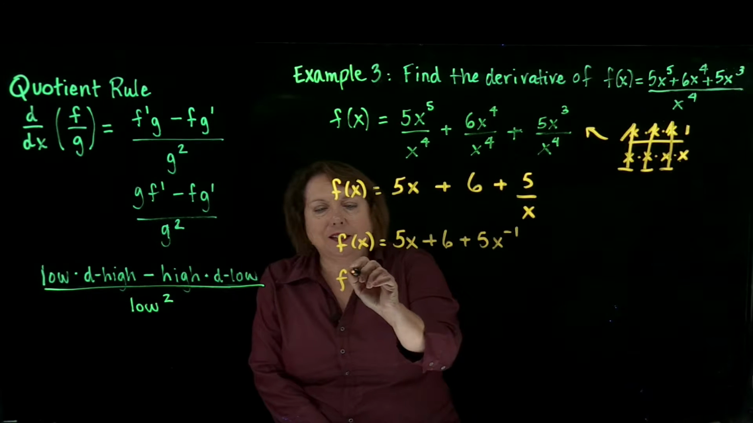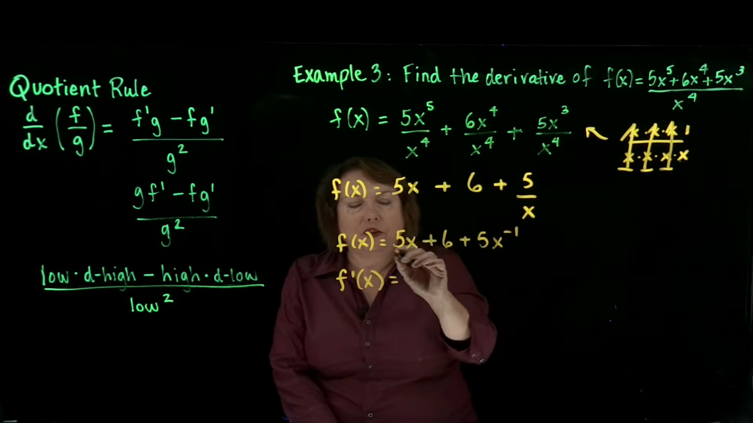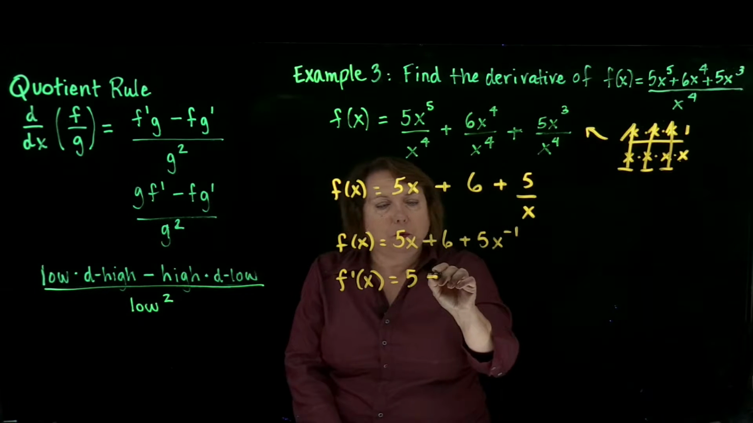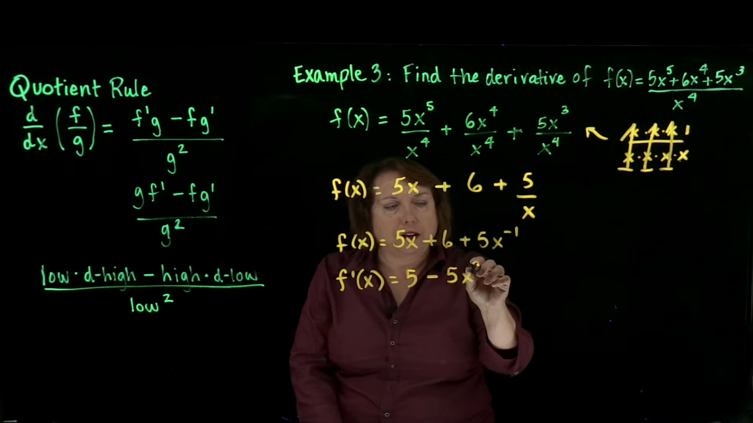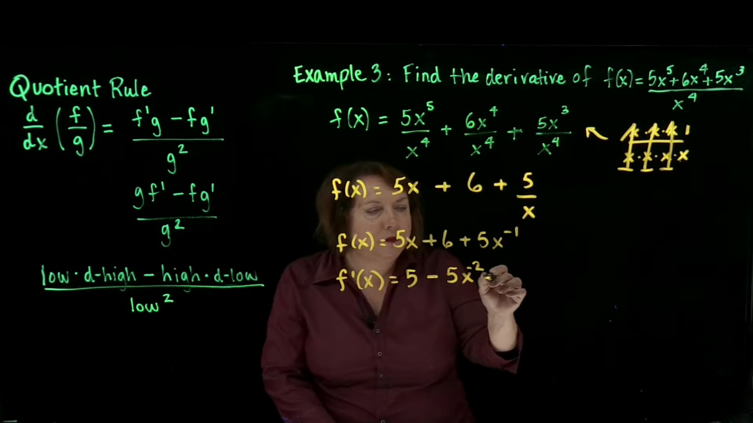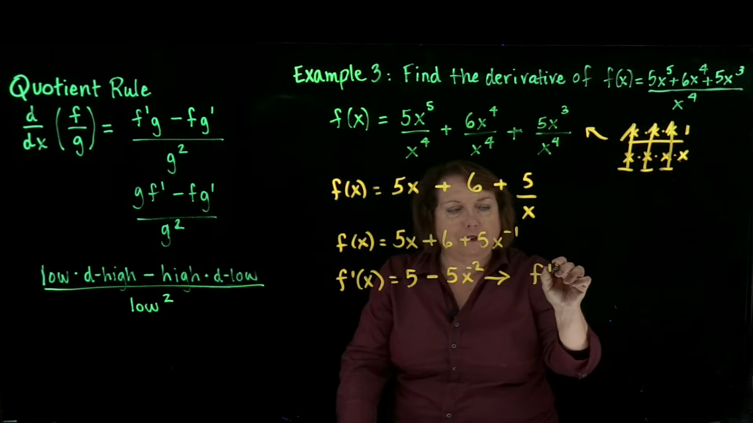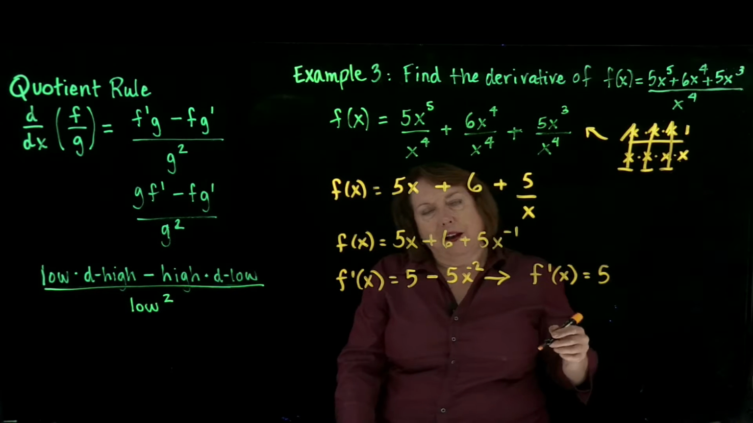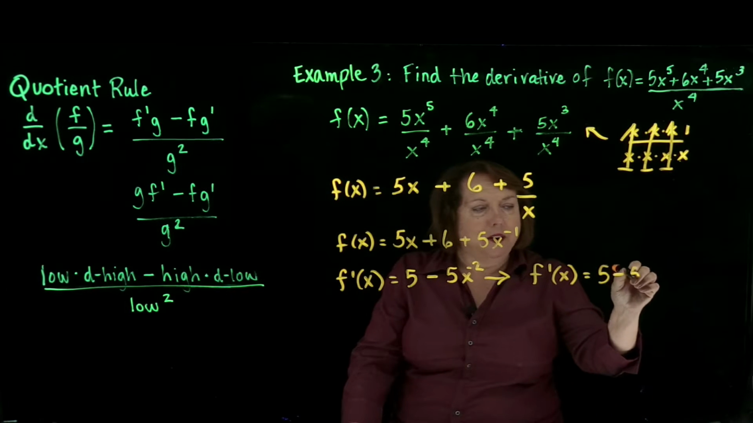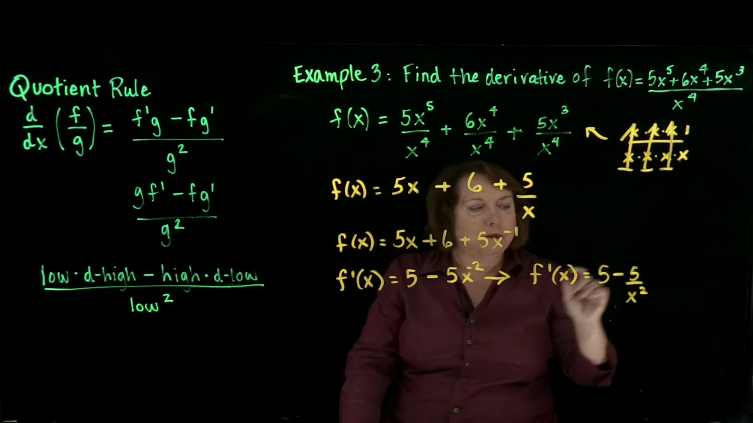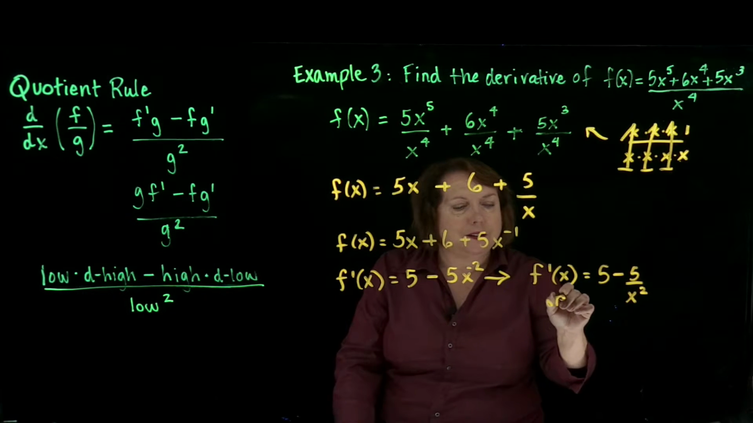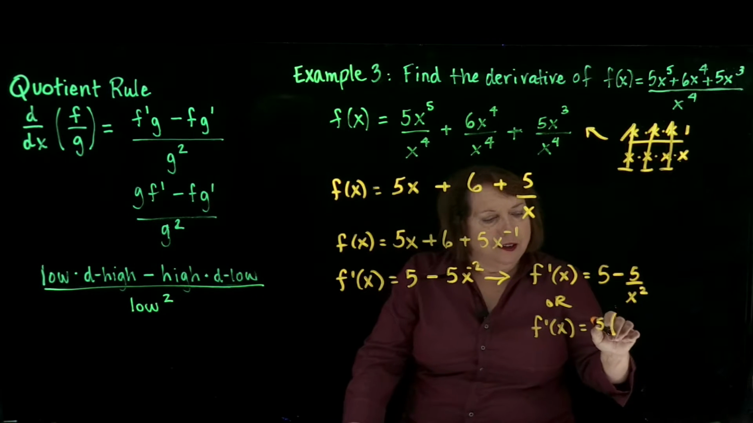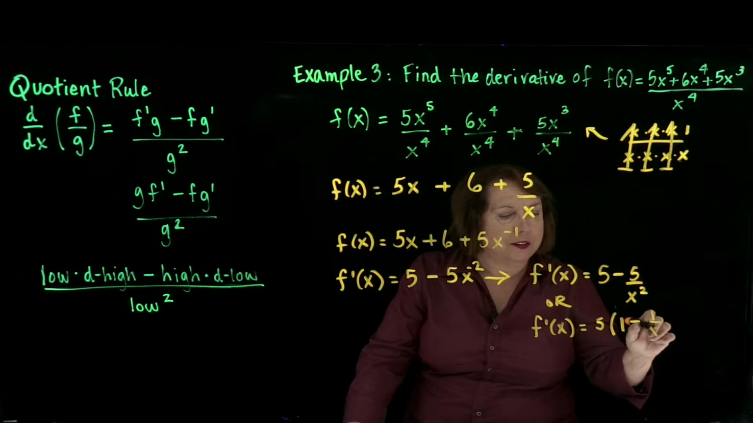All right, so now let's take the derivative. The derivative of 5x is 5. The derivative of 5x to the minus 1 will be minus 5x to the minus 2. So to finish this problem off, the first derivative of this function then is 5, and I can factor out the 5 if I'd like, minus 5 over x squared. I could also call it f prime of x is equal to 5 times (1 minus 1 over x squared).